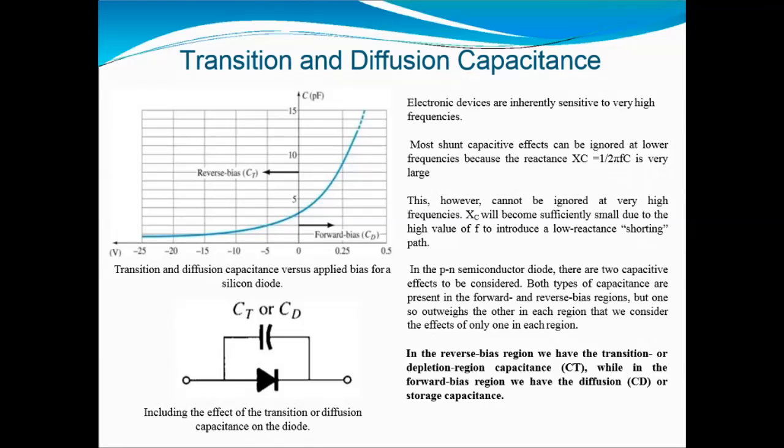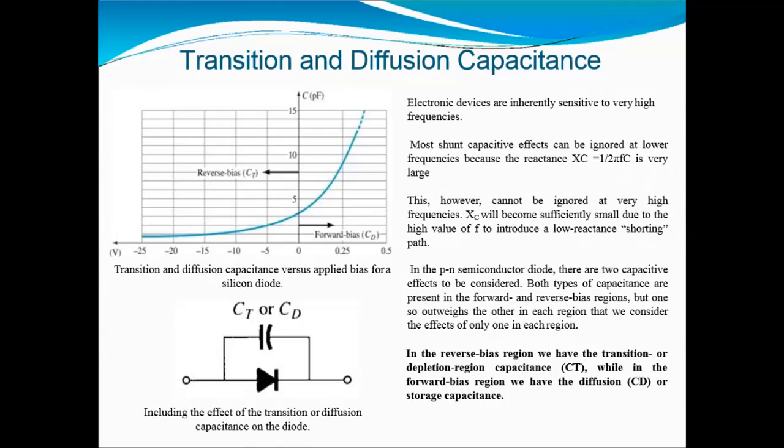So the capacitive reactance will become sufficiently small due to the high value of frequency F to introduce a low reactance shorting path. In the PN semiconductor diode, there are two capacitance effects to be considered. Both types of capacitance are present in the forward and reverse bias regions, but one outweighs the other in each region, so we consider the effects of only one in each region.